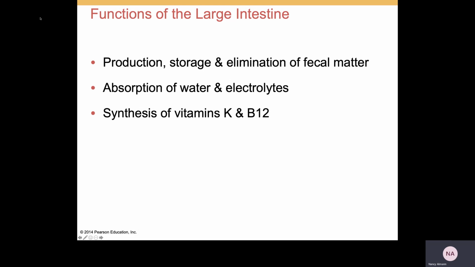B12 will be synthesized in the large intestine. In order to absorb B12, you need intrinsic factor, which is produced in the stomach. In order to absorb B12, you need intrinsic factor, and that absorption will occur in the small intestine.